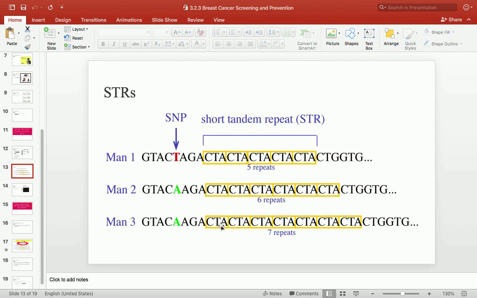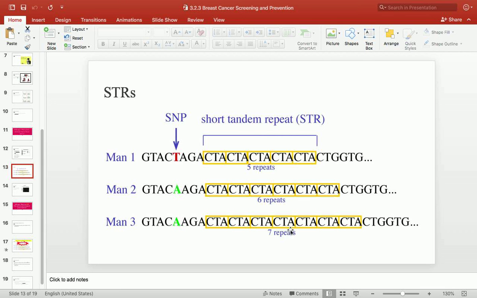But because of the number of repetitions that differ for each man, if we were to snip out or cut out this particular region of the genome here, here, here, and so on, I don't know how long the gene actually is, so it could be pretty long, and run them through a gel electrophoresis, what we would hopefully notice is that this one is going to be the shortest because of the 5 repeats, as opposed to man 2's fragments, which are going to be longer. There's 6 repeats there. Man 3 is going to be even longer than that, and that's 7 repeats.